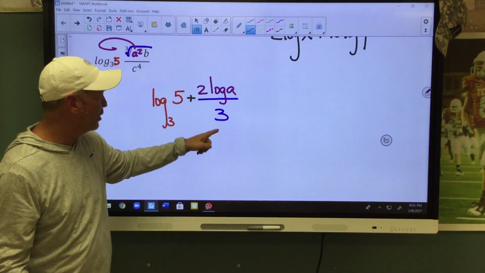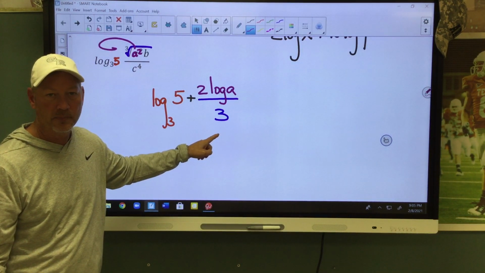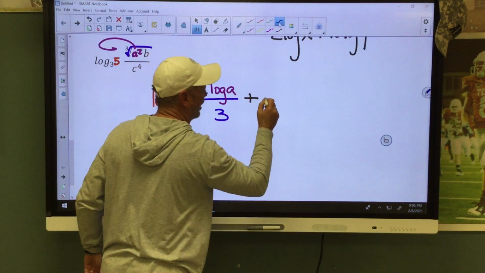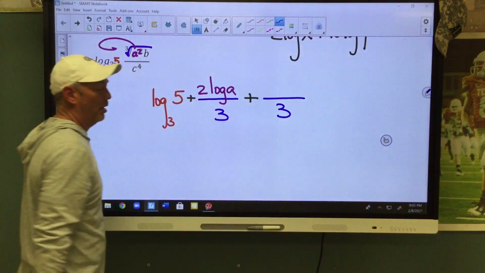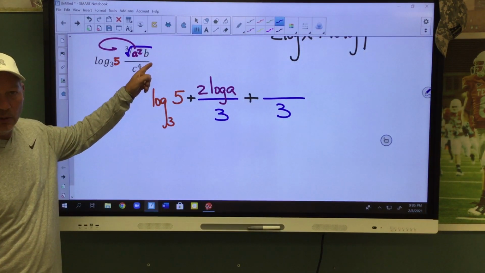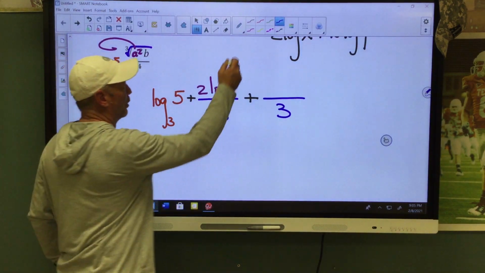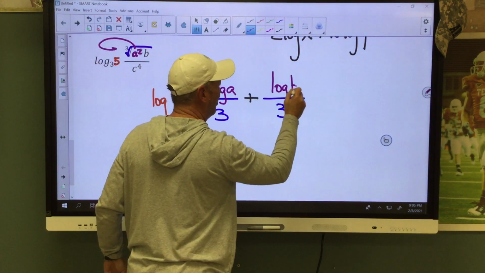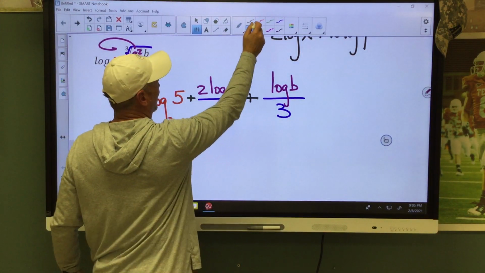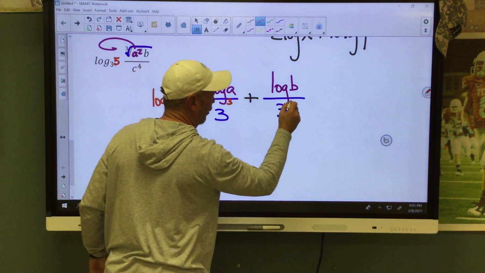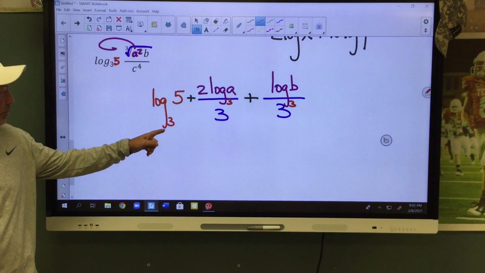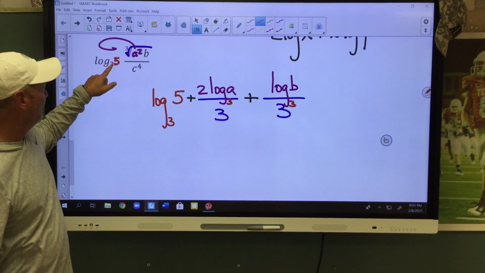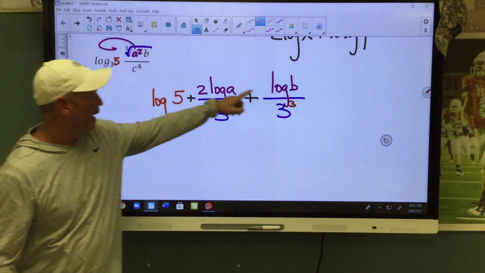That is a squared, but we're taking the cube root of a squared. But we're also going to take the cube root of b. So we're going to say log b. Oh, I forgot my 3's. Excuse me. We're taking log base 3, don't forget your base. Always include your base 3, your log base 3. Okay? So you have my 5, I have my a squared, I have my b.